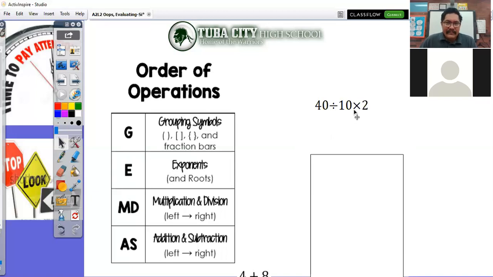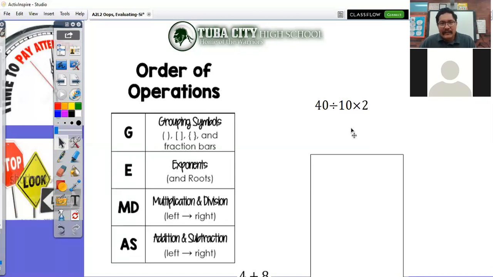What's the answer? Think about it. I'll give you like 10 seconds to think about it. If you know the answer, you can go ahead and put it in the comment section down below and see if you got it right. Or you can use the chat as well.